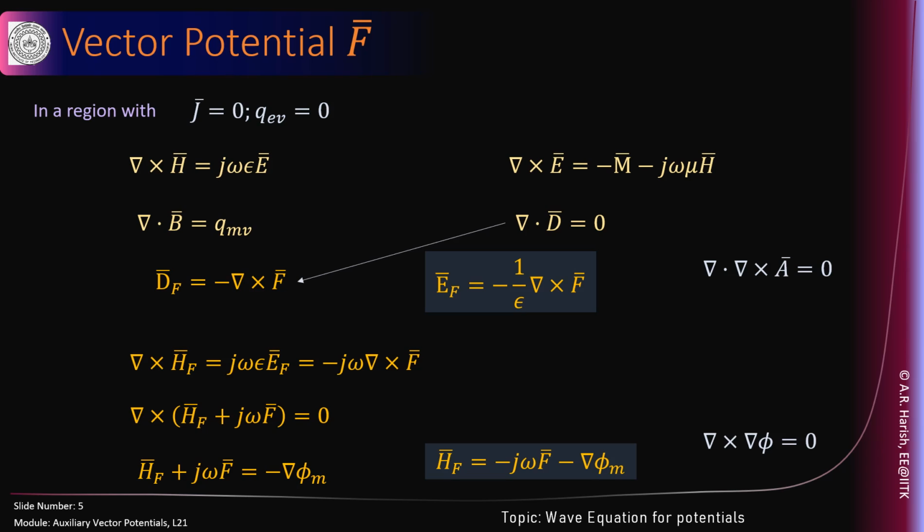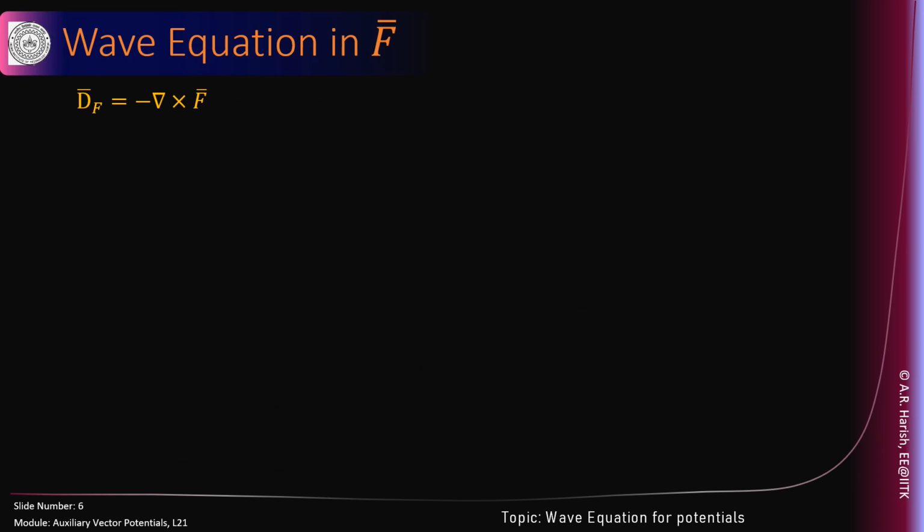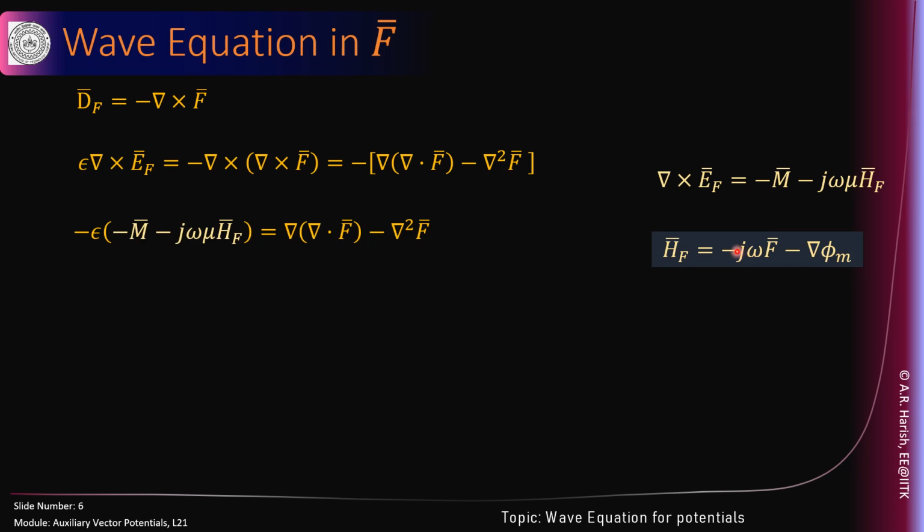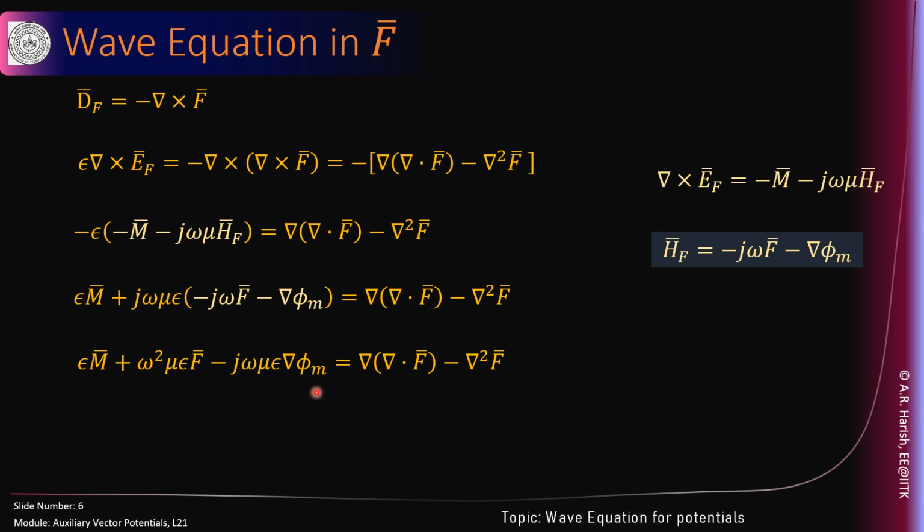So what is the next step? The next step is we want to write a differential equation in terms of F. How do we do that? We start with our definition of F and take the curl of this quantity, use Maxwell's equation, Faraday's law, and use the equation for H_F in terms of F and phi_m, and expand this term. What we have is an equation in terms of both F and phi_m.